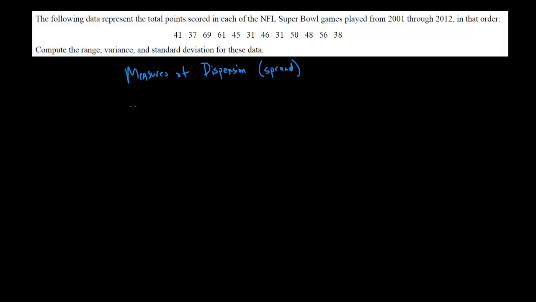We have this example here. It says the following data represent the total points scored in each of the NFL Super Bowl games played from 2001 through 2012 in that order. So these are the points: 41, 37, 69, 61, etc. It says compute the range, variance, and standard deviation for these data.